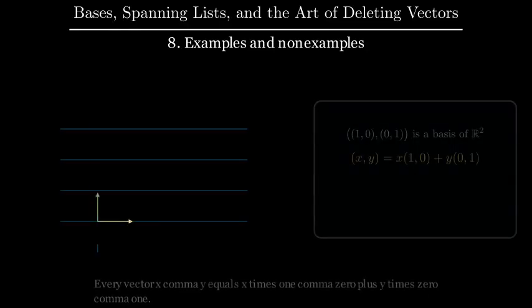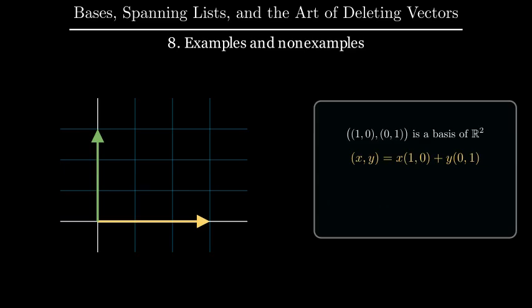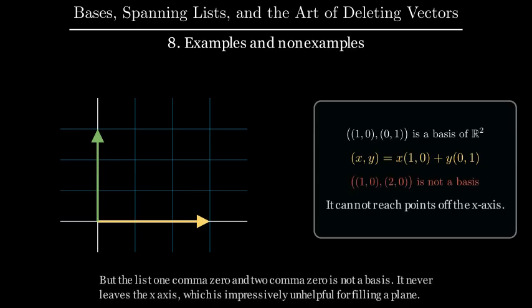Every vector (x, y) equals x times (1, 0) plus y times (0, 1). But the list (1, 0) and (2, 0) is not a basis. It never leaves the x-axis, which is impressively unhelpful for filling a plane.